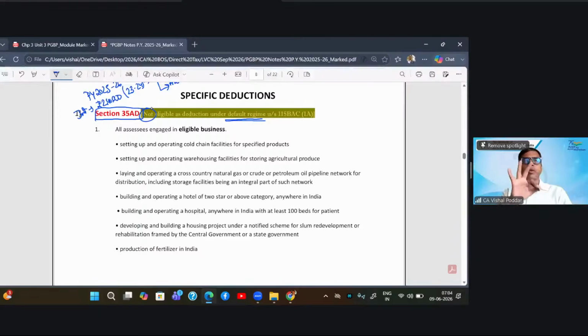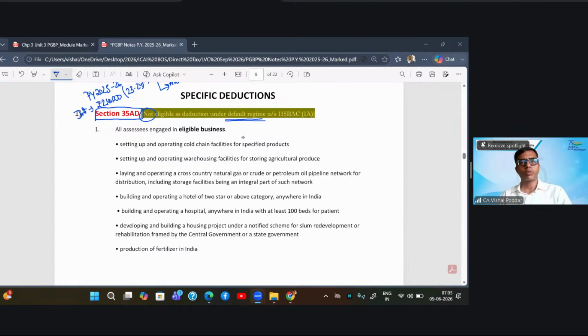So see, till now we know three sections, rather two, the third one we are going to deal with after this, where the deduction is not allowed in the new scheme. One, scientific research payment to outsiders. Two, 35AD. Correct? Now, what are these 35AD businesses?